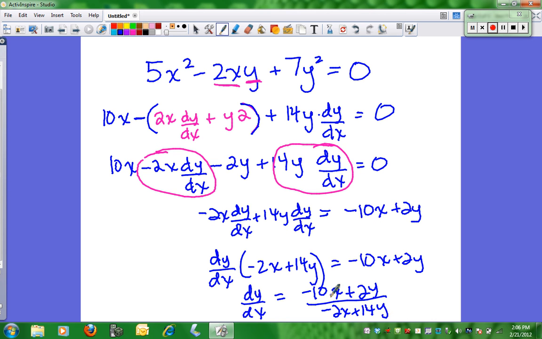Now you may see that there is a factor of 2 common to all these terms, and you might pull that out and end up with negative 5x plus y over negative x plus 7y. That is also an acceptable answer. So remember, implicit differentiation really plays a big part when we have y. A lot of people miss this and do not do the product rule when we have something like 2x times y, or they forget to distribute that negative when they do the product rule.